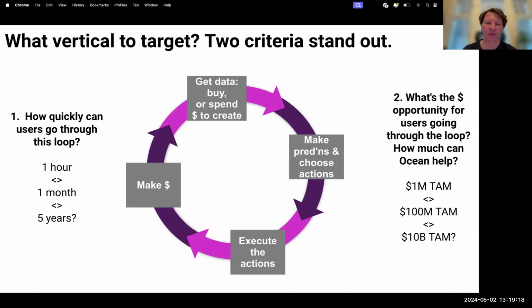Once you can get through the loop, making money with your idea, then the question is, how quickly can the users go through this loop? Is it 1 hour, 1 month, 5 years, right? So if you're doing a cancer screening tool, it might take you 3 years to get FDA approval, if it needs FDA approval, right? And that's pretty hard for a startup.